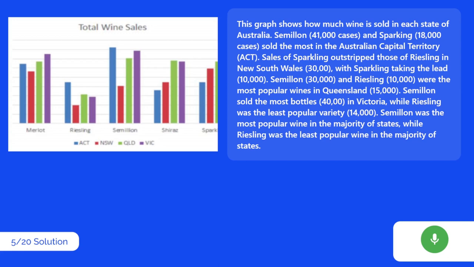Semillon, 30,000, and Riesling, 10,000, were the most popular wines in Queensland, 15,000. Semillon sold the most bottles, 40,000, in Victoria, while Riesling was the least popular variety, 14,000. Semillon was the most popular wine in the majority of states, while Riesling was the least popular wine in the majority of states.